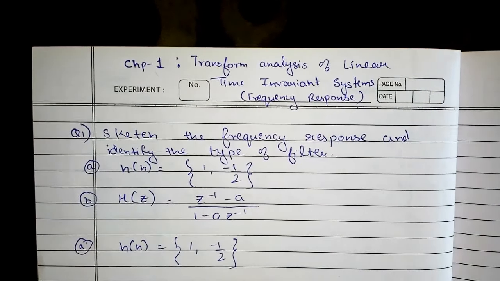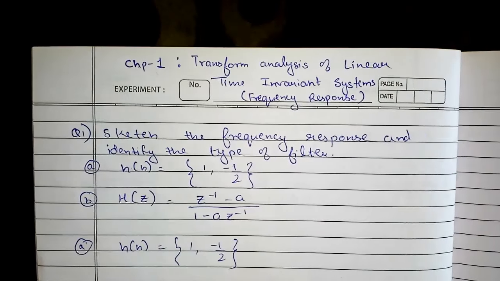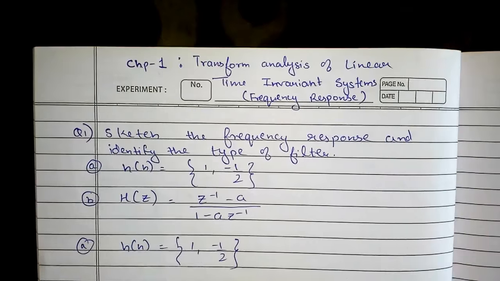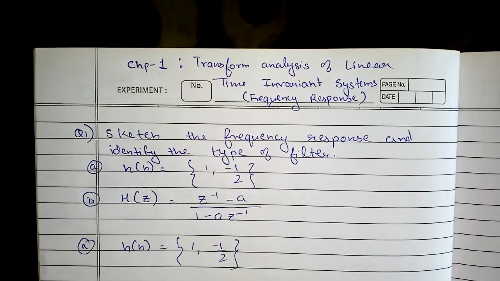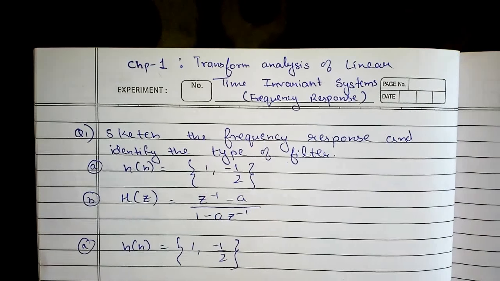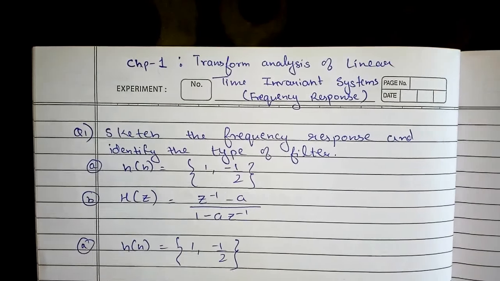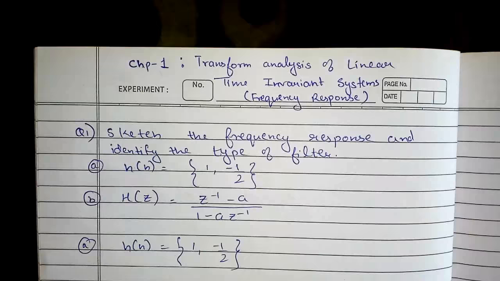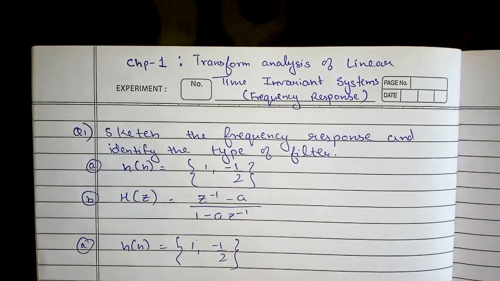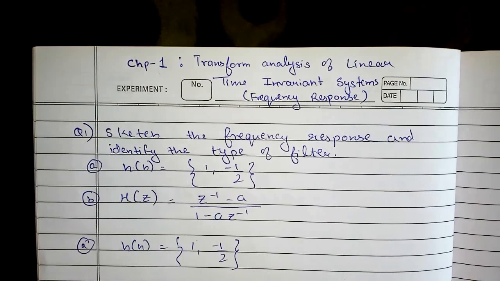Hello everyone, this is a short numerical video series on discrete time signal processing. The first chapter that we are looking at is transform analysis of linear time invariant systems, also known as the frequency response chapter sometimes. In this chapter we are asked to first find H of z, then sketch the frequency response and then identify the type of filter.